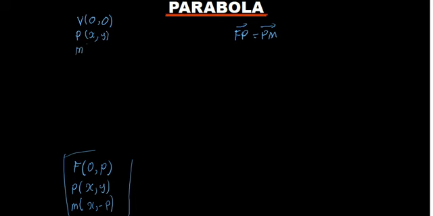Okay, so we have for p there, and for m we said it's x comma negative p, like that. Then for f it's 0 comma p, like that. So that's basically what we need.